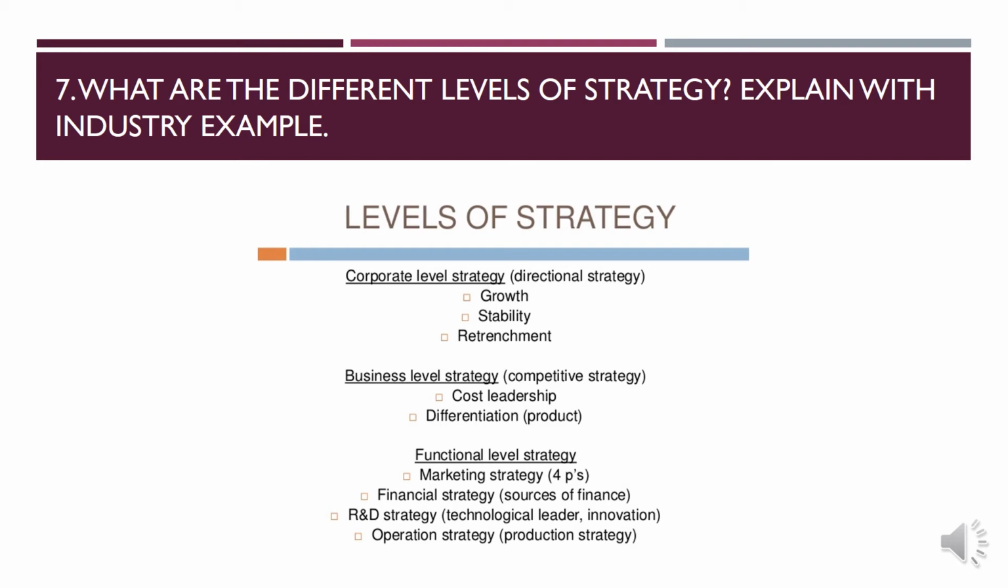Next is functional level strategy: marketing strategy, the 4Ps; financial strategy, source of finance; R&D strategy, technological leader, innovation; operational strategy, production strategy. For example, information systems, human resource practices, and production processes that facilitate achievement of corporate and business strategy.